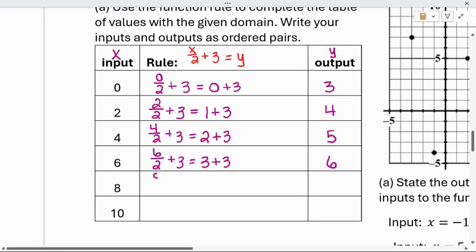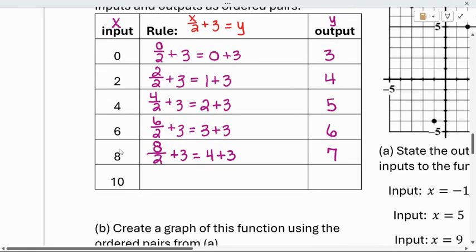What about when my input is 8? So when x is 8, that's 8 divided by 2 plus 3. What is 8 divided by 2? 4. Plus 3 is 7. And the last one, when my input is 10, well, that's 10 divided by 2. And 10 divided by 2 is 5. And when I add 3 to that, I get 8. Whoops, sorry. I can't talk and write at the same time because I messed myself up. So plus 3 equals 8.